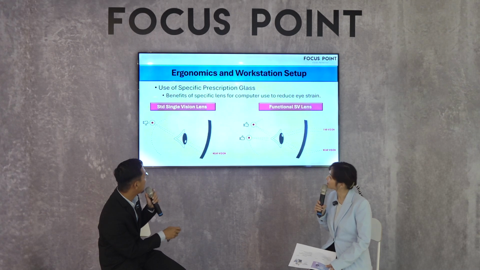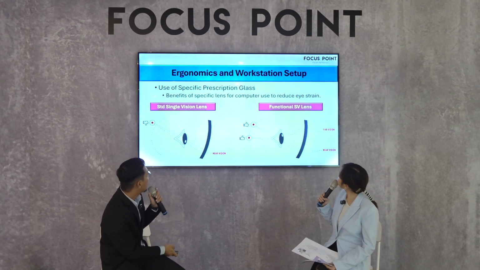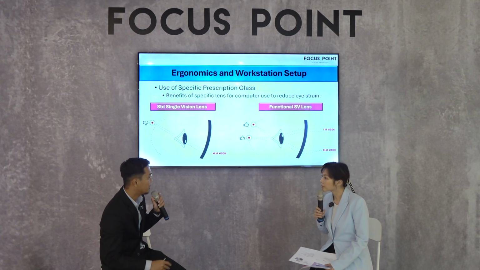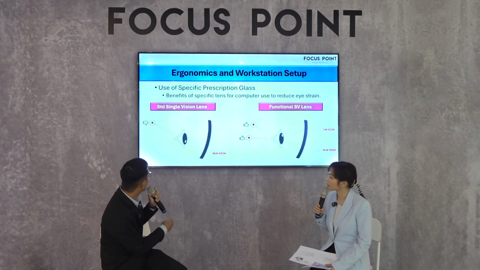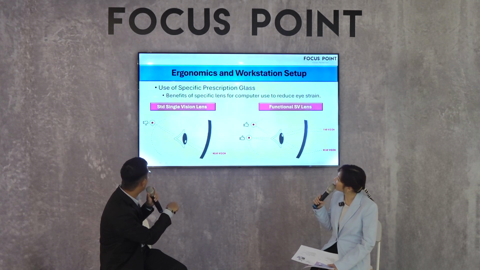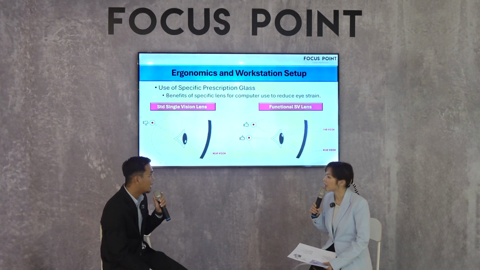This is the standard single vision lens, where all the power in the lens is equal. When you look at near, you can see the image here. The image is actually focused behind your eye, so your vision is slightly blurred and your eyes need to work harder to bring the image into focus.